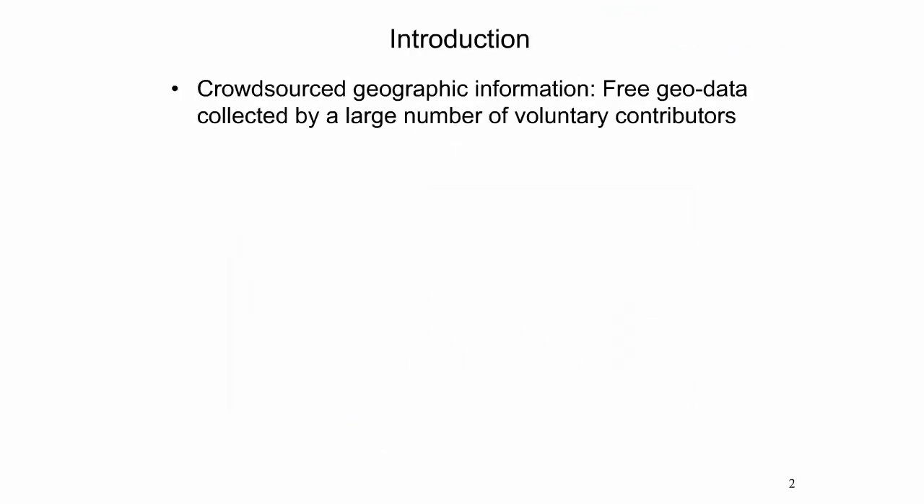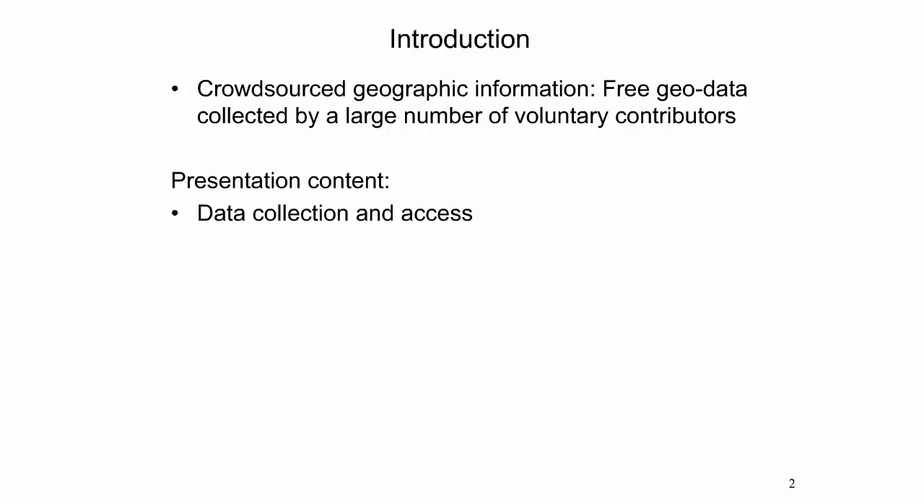Crowdsourced geographic information is user-generated content contributed by a large number of volunteers. The collected geo-datasets are a free alternative to commercial datasets and governmental agency data. This presentation reviews common methods for collecting and accessing crowdsourced geographic information from data portals. It also explains some of the license types and restrictions that come with the use of crowdsourced geographic information.